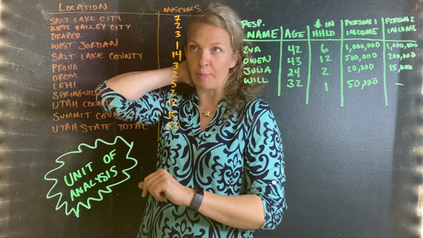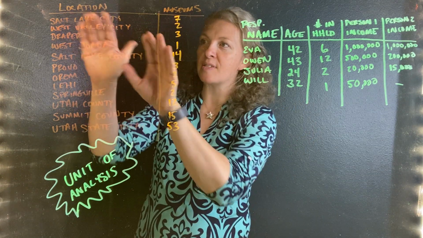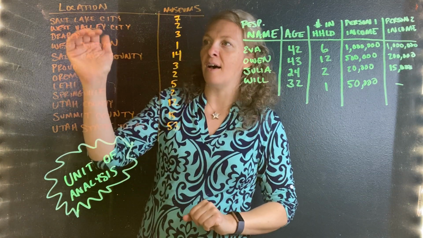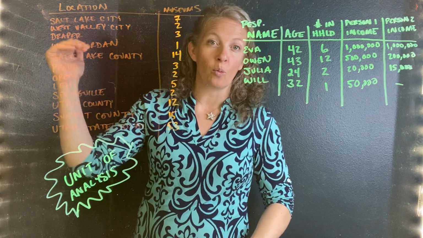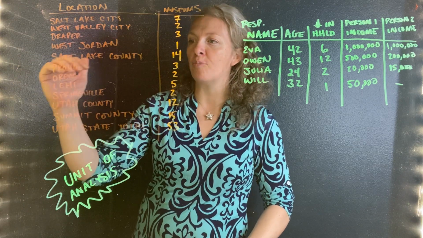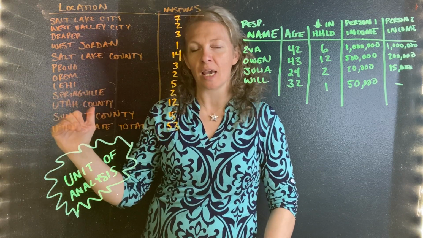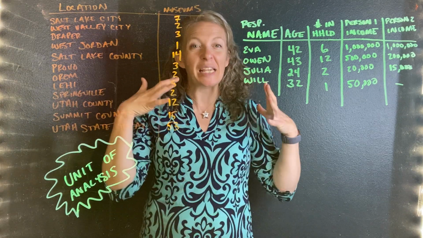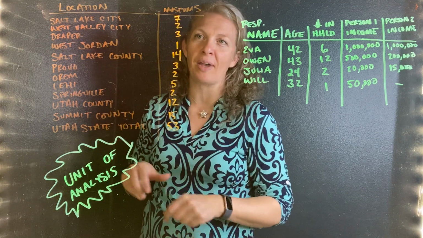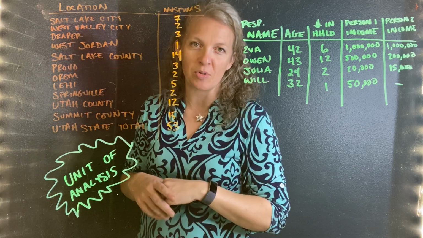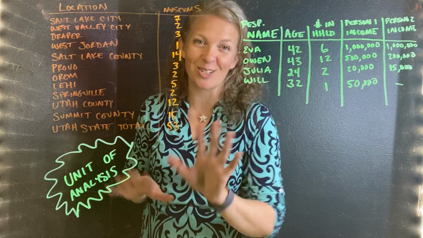So we're going to start with this example. So here, and again these numbers are totally made up, but here we have several locations. We have Salt Lake City, West Valley City, Draper, West Jordan. We have Salt Lake County. We have Provo, Orem, Lehigh, Springville. We have Utah County, Summit County, and we have a Utah state total. Now, it's pretty common to find data sets that are organized like this. And the variable that we have here is the number of museums in those cities, counties, or in the state. And again, these numbers are completely made up, so don't take these as true.